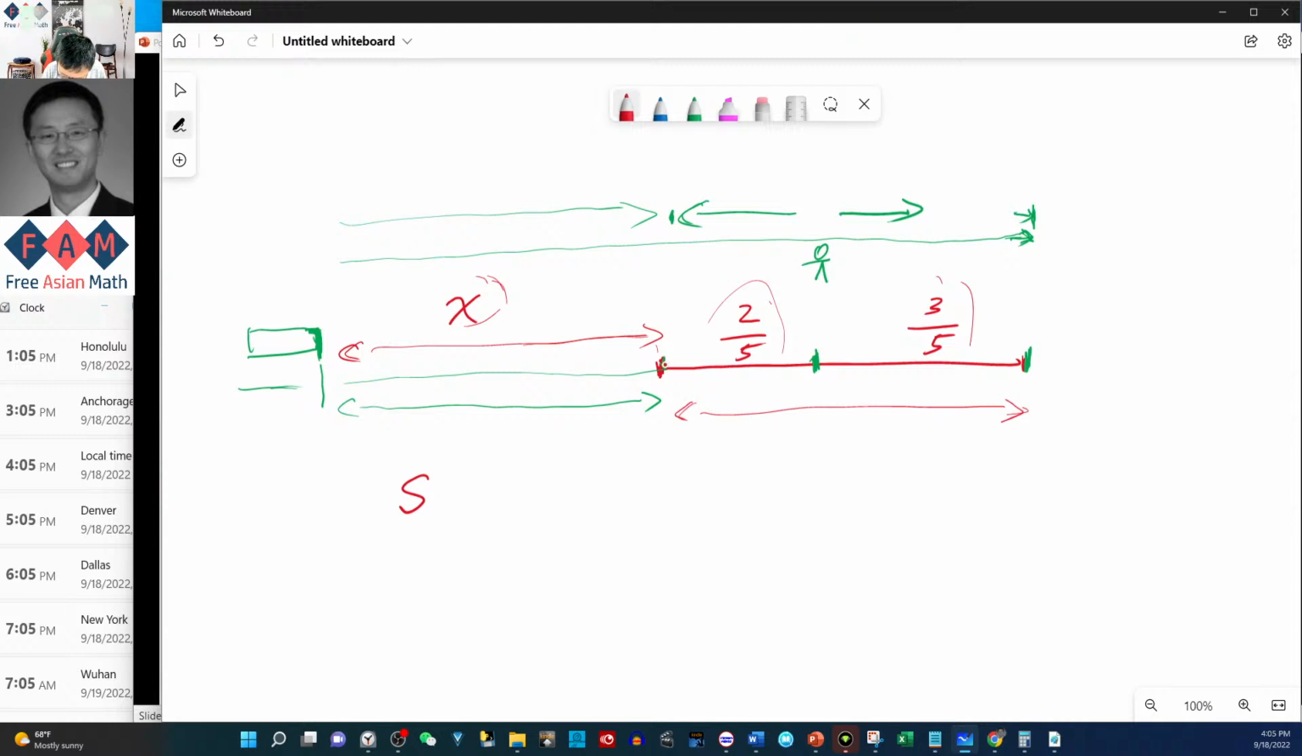Let's take a look at the beginning, the entry point. If the man runs back, how much time would he spend? He would spend the distance 2/5, which is the distance he needs to travel, divided by his speed, right? We know that time is distance divided by speed. His speed, let's just assume, is s. This would be the time he needs to run back to the entry point, and that would be the same as how much time the train would take to reach this point.